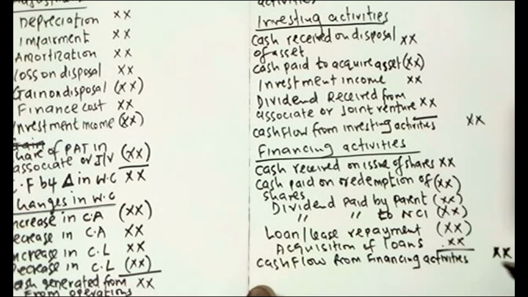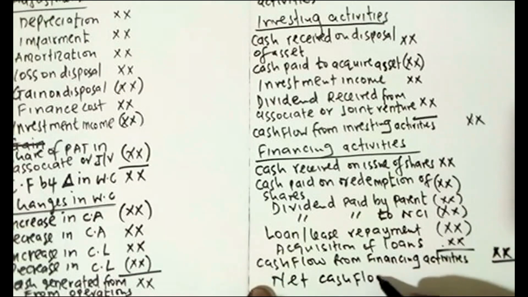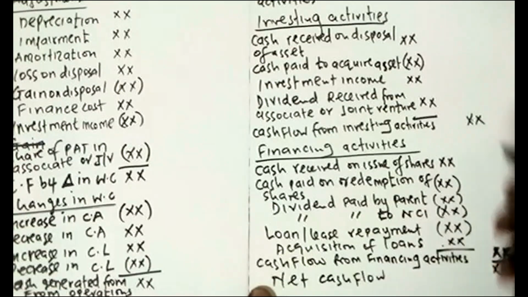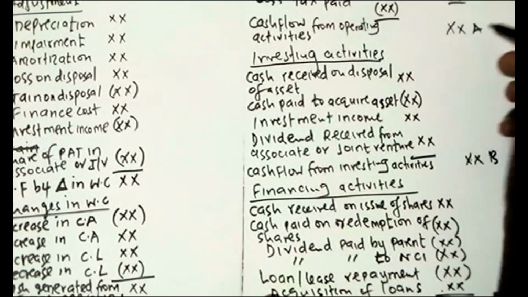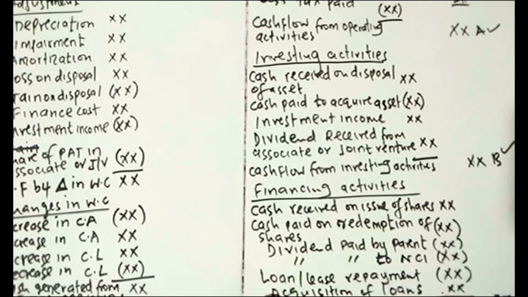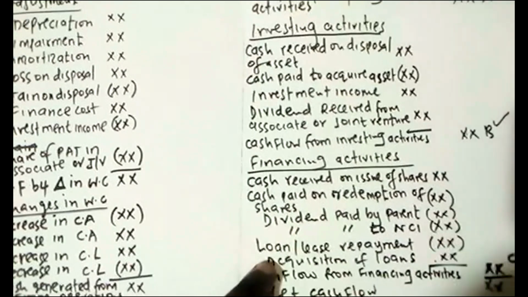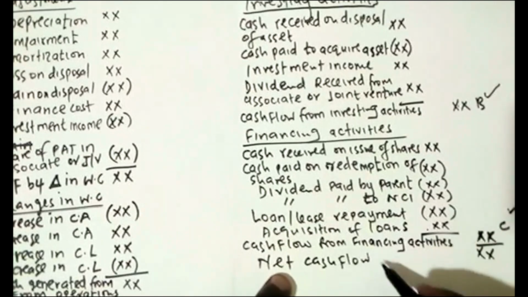So the answer you have from your operating, the answer you have from your investing, and the one we have from financing, we add them so that we get net cash flow. So net cash flow is your answer from A, B and C. You take A plus B plus C: operating, investing, and financing.